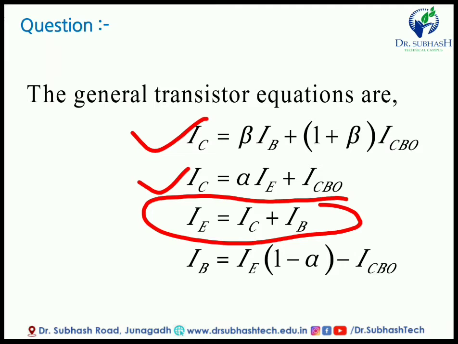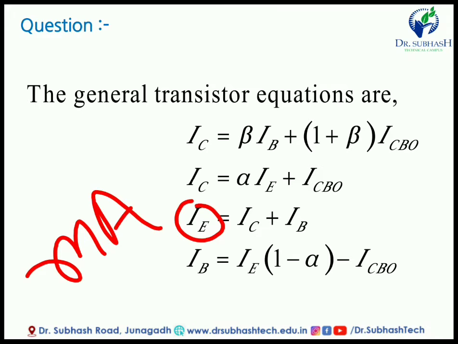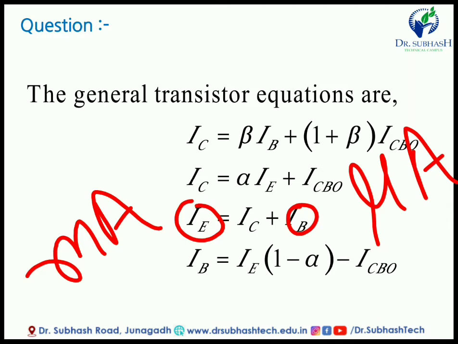IE is equal to IC plus IB. According to Kirchhoff's current law, whenever we add IC and IB, it makes IE. So the total or maximum current of the transistor is IE, which is the addition of IC plus IB. IB is in microampere and IC is in milliampere, so the total current IE is in milliampere. Always remember IB is always in microampere, meaning a very small current is required to flow IB. So IB is in microampere and IE and IC are in milliampere.